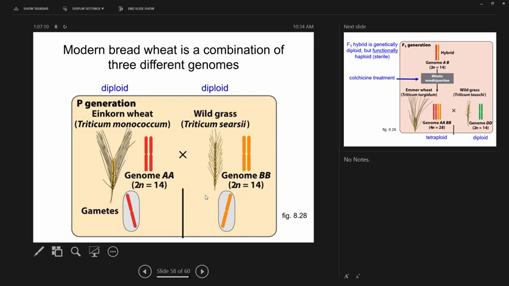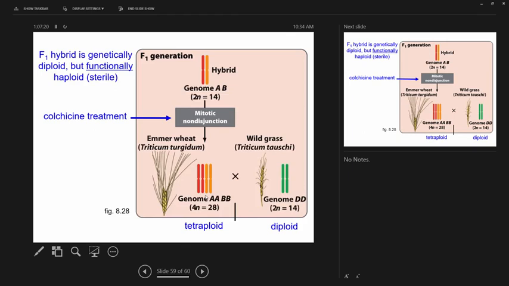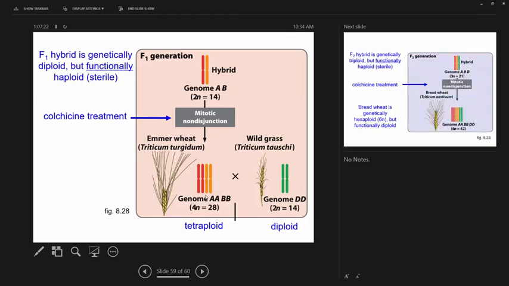It's a blast from the past, I guess you would say. These are 2n equals 14, so the genome n is 7 different chromosomes. You cross those together and you get this hybrid that is also 2n equals 14. They didn't draw the whole picture because there's too many chromosomes, but look back to the sunflower example. This one is genetically diploid but functionally haploid because there's only 1 of each chromosome.